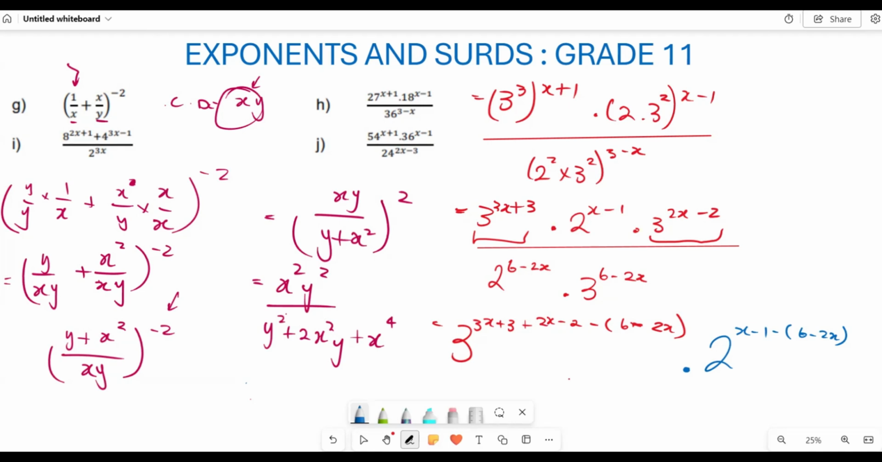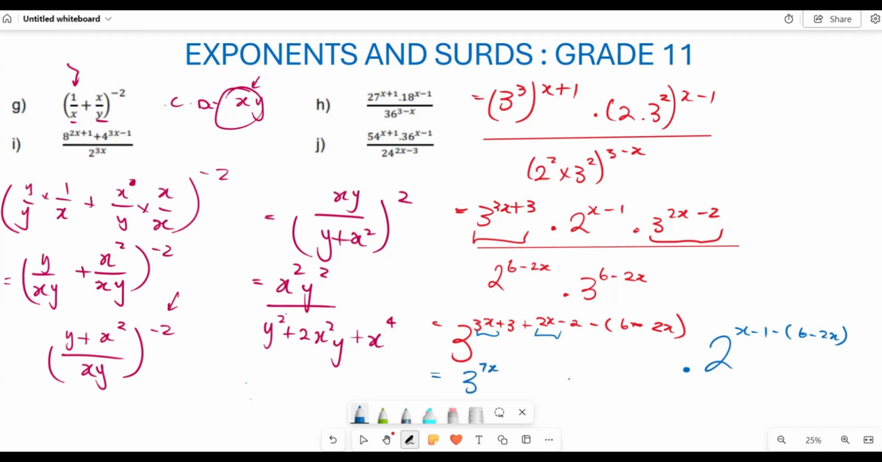What is it then that you're having here? This is 3 plus 2x. Remember, now I'm collecting like terms. This is 3 plus 2x. And then this negative and negative gives you positive, which means this is 3, 5, 7. So this is going to be 3 to the power of 7x.